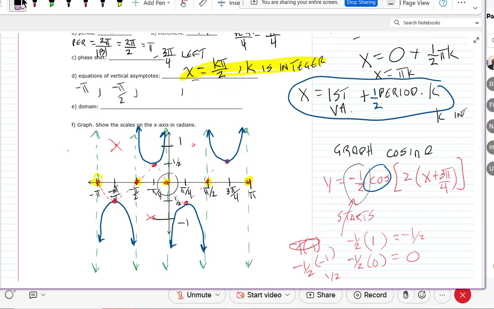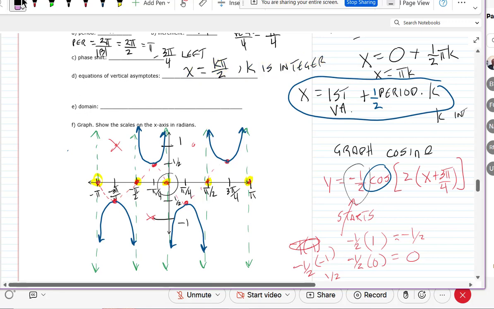Is there any question about what I did with asymptotes or completing the graph after I did the cosine? Okay, everybody okay? Thumbs up if yes. Ask a question if no.